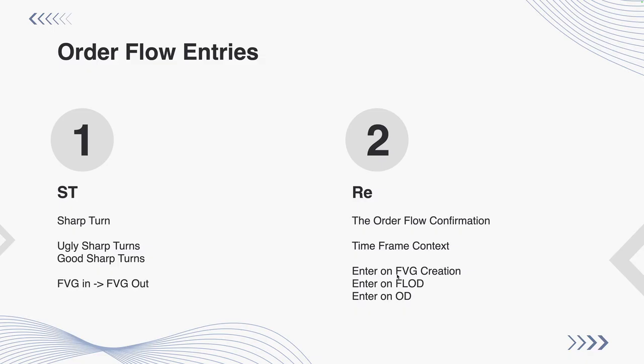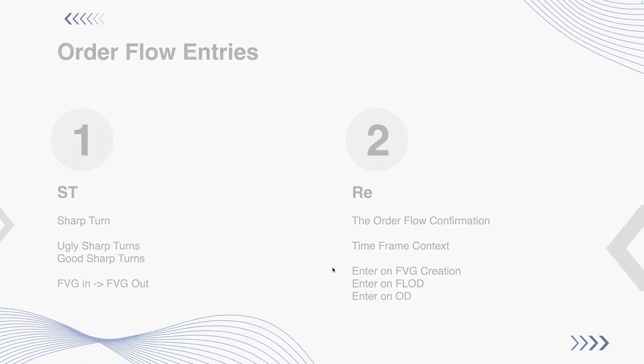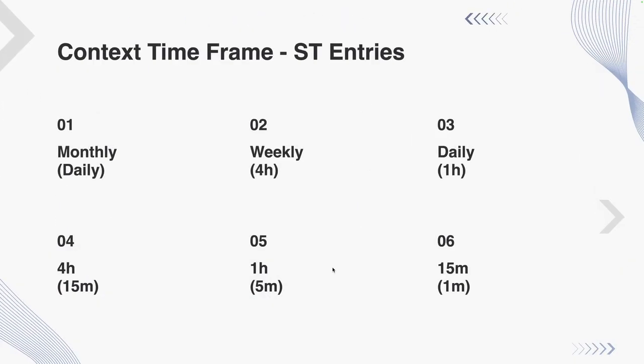I also want to go over a little bit of different entry types in this video, because the sharp turn itself can also be an entry. So here we have context time frame for ST entries. ST entries are essentially the same. The only thing that changes is the time frames. So if we're looking at a monthly PD array, we are looking at a daily sharp turn to enter off of. If we're looking at a weekly, then a 4-hour sharp turn, daily 1 hour, 4 hour 15 minute, 1 hour 5 minute, and 15 minutes is still the 1 minute right there. The 15 minute really depends on what the overall context is as well.